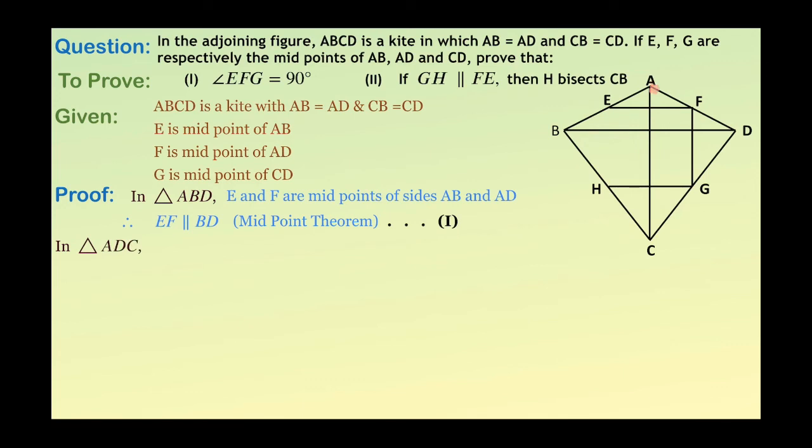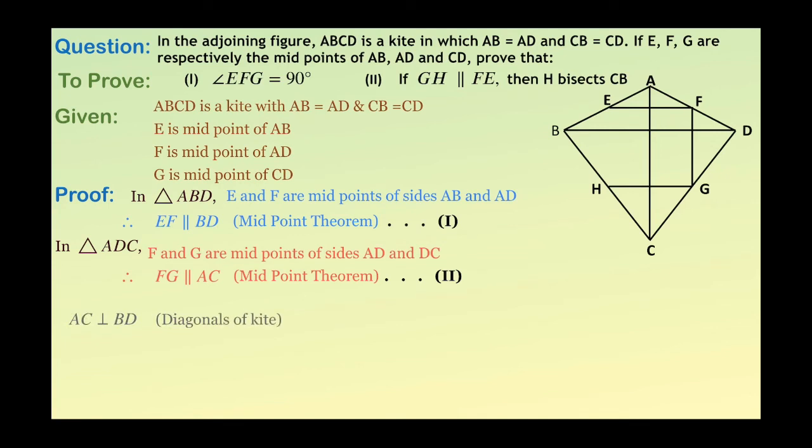Now in triangle ADC, again two midpoints F and G of sides AD and DC are given. So by the midpoint theorem, again we can say FG is parallel to AC and FG is half of AC. Let's say this is result 2.